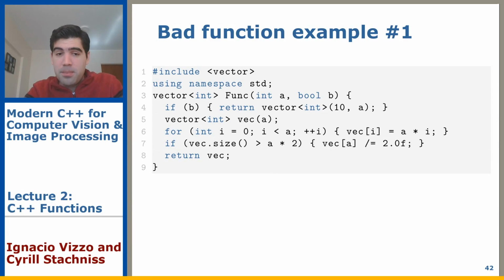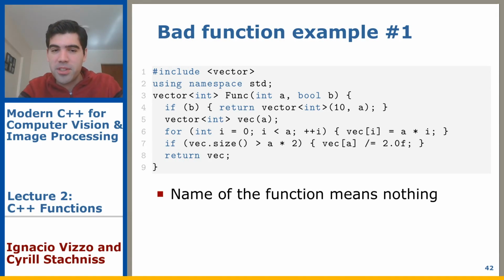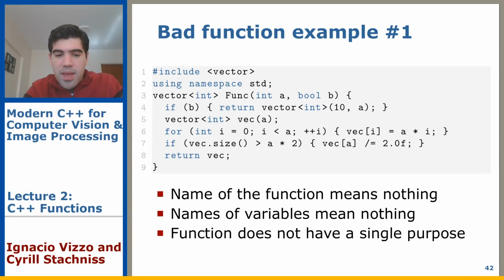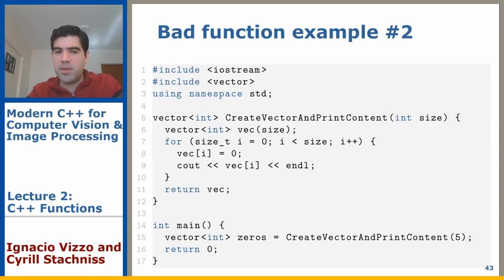This is a really bad example of what you should never do. Try to guess what the function is doing, and I guarantee you it's impossible. This is a really funky function. The name of the function is func, which means nothing. The names of the variables, A or B, also mean nothing to me. And the function does not have a single purpose. Why? Because if B, then it will do something, but then it will do other stuff. There are multiple purposes behind this function. So never do this. This is a really, really bad example of a function.